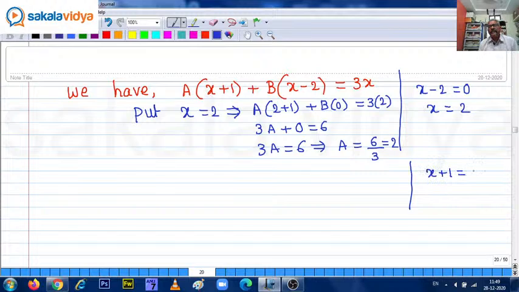Now this time to get b, suppress x plus 1. x plus 1 is equated to 0. That means x is equal to negative 1. Put x is equal to negative 1. See what you get now. It has been suppressed. So we get like this.